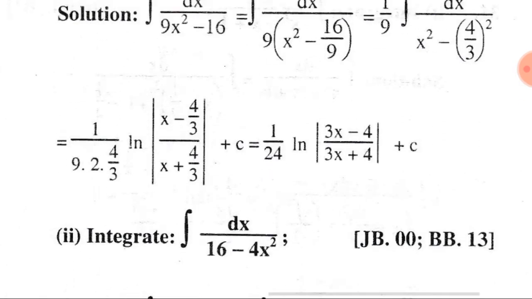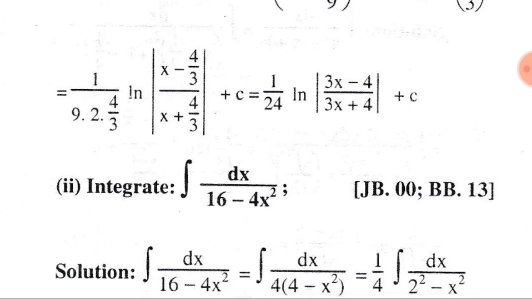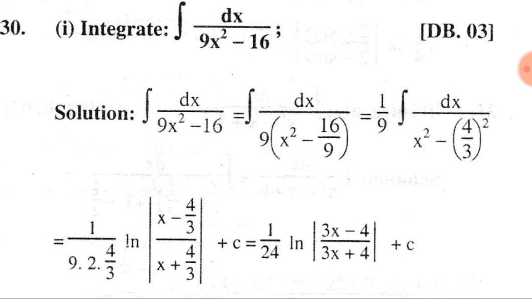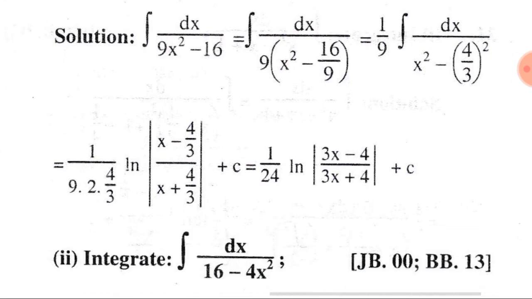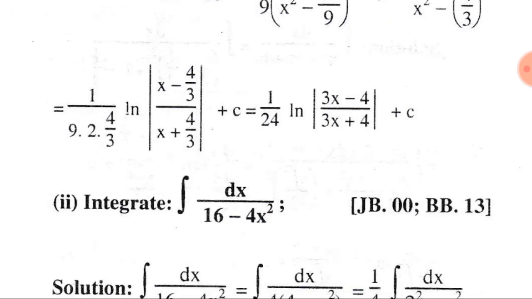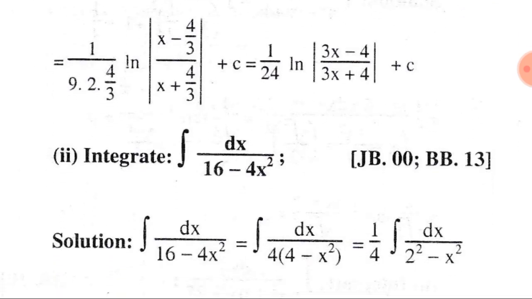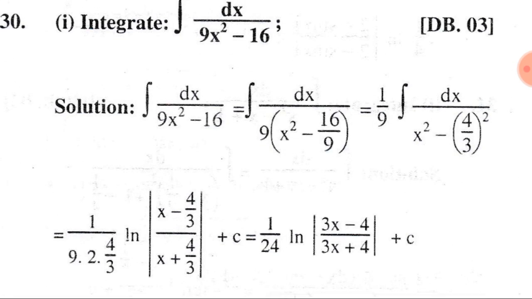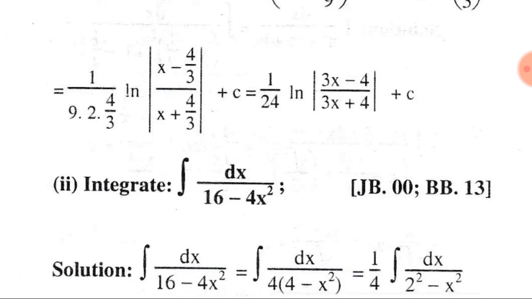Dear audience, it is a little bit different from the previous problem. Why? Because here x square is used before the constant, and here x square is used after the constant. That means here 9x square minus 16 is given, and here 16 minus 4x squared is given.